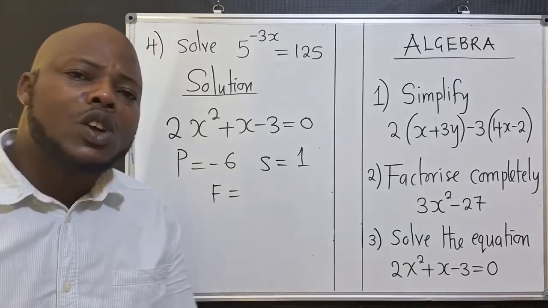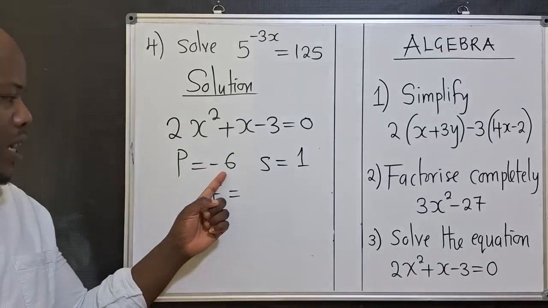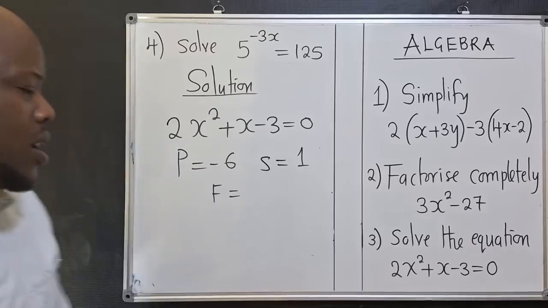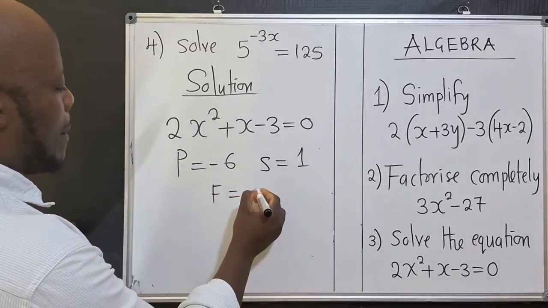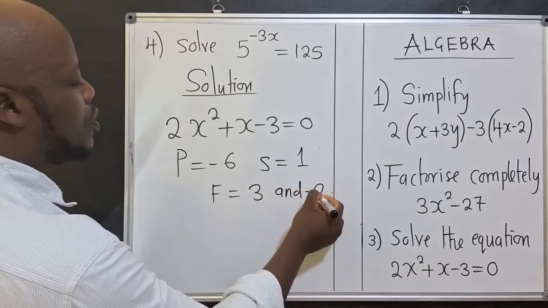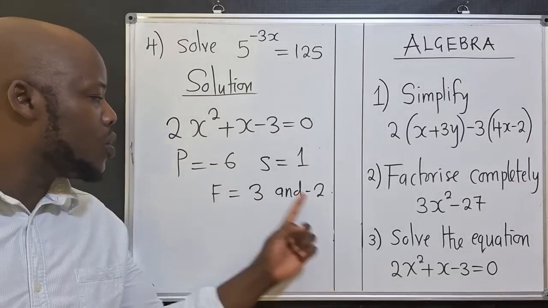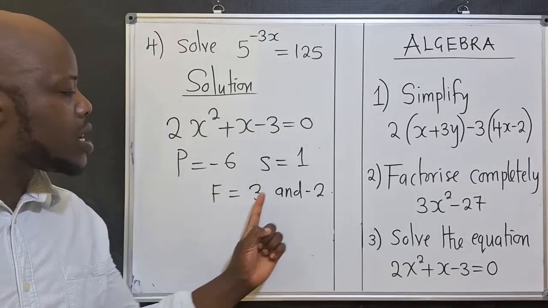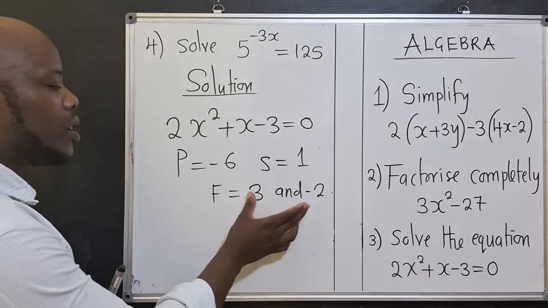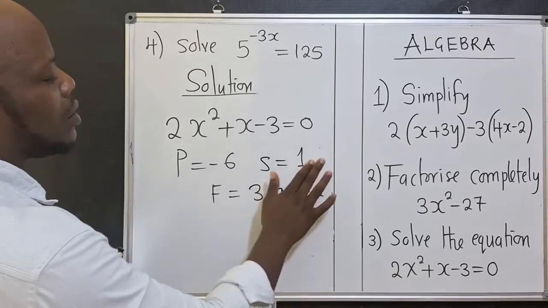So factors will be two numbers. When you multiply them, they give you -6. And when you add them, they give you what? They give you a 1. And those numbers are 3 and -2. This is because when we say 3 times -2, we are getting a -6. 3 plus -2, we are getting a 1. So these are the factors and are the key numbers that we needed.